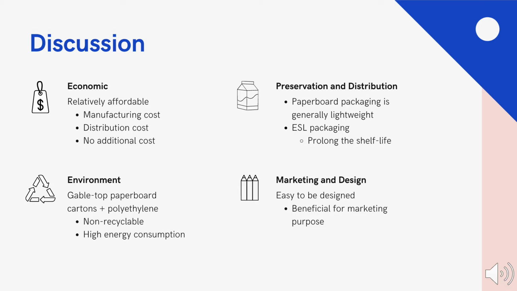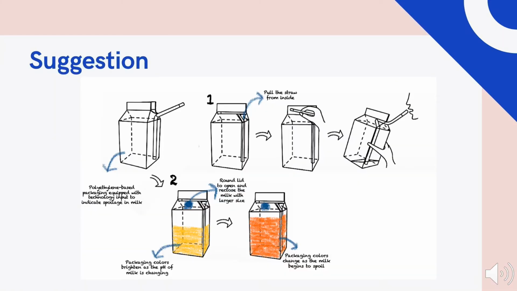The last point is related to marketing and design requirements. The main advantages of paperboard cartons are usually linked to the simplicity of creating personalized designs for the packaging. Hence, it makes a good impression for brands in terms of marketing. However, the current milk packaging is not particularly easy to open and quite difficult to reclose. Based on the discussion mentioned before, some suggestions could be proposed to enhance the quality of gable-top paper-based packaging.